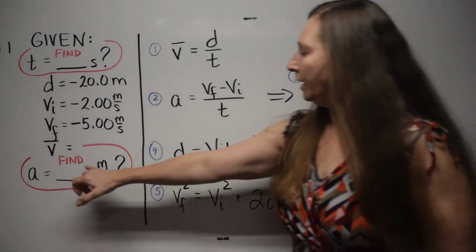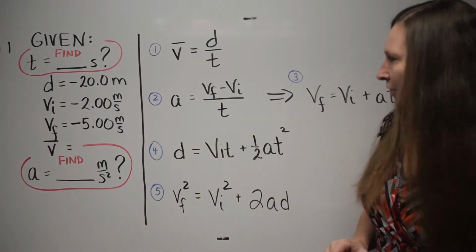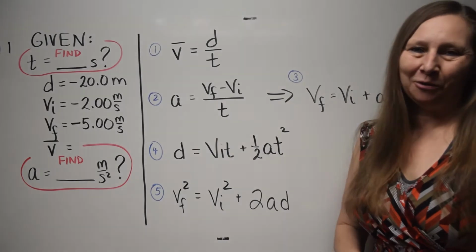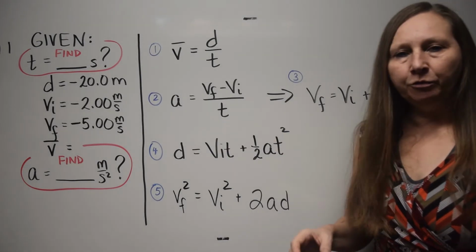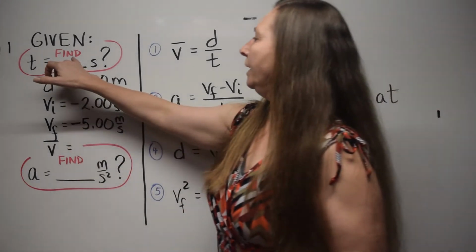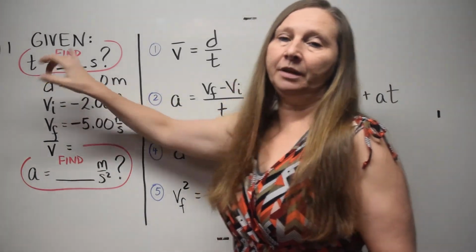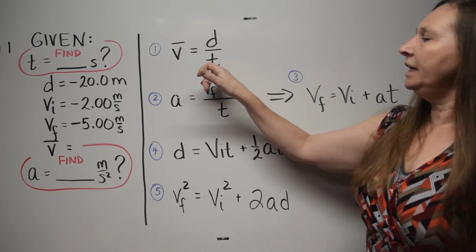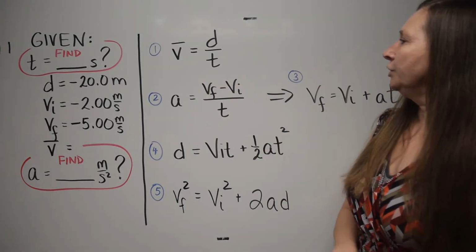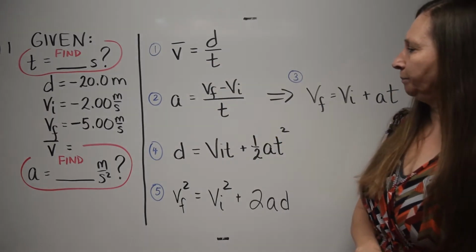Now, we're trying to find acceleration. So obviously, we're not going to select equation number 1. It doesn't even have acceleration. But there's another reason why we don't select equation number 1: we don't know the time yet, and you would need the time to do anything much with this equation. So we're not going to select equation number 1.